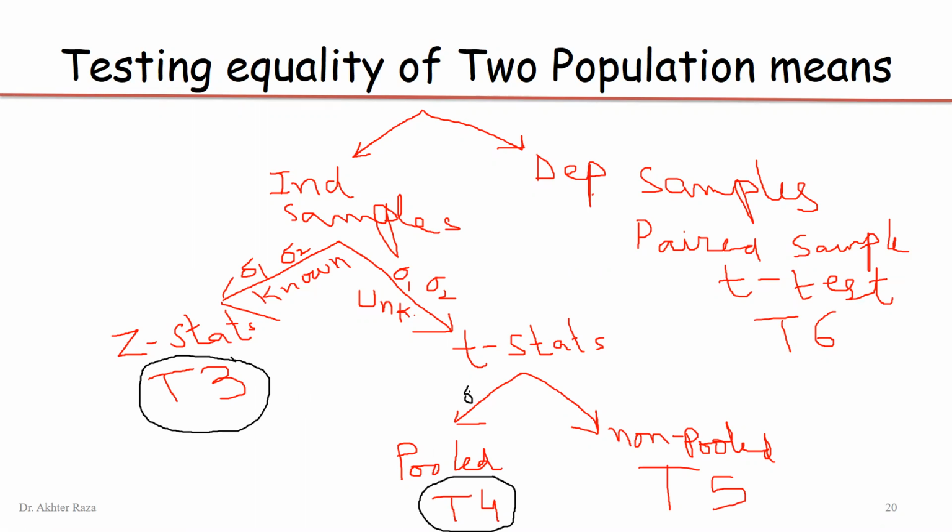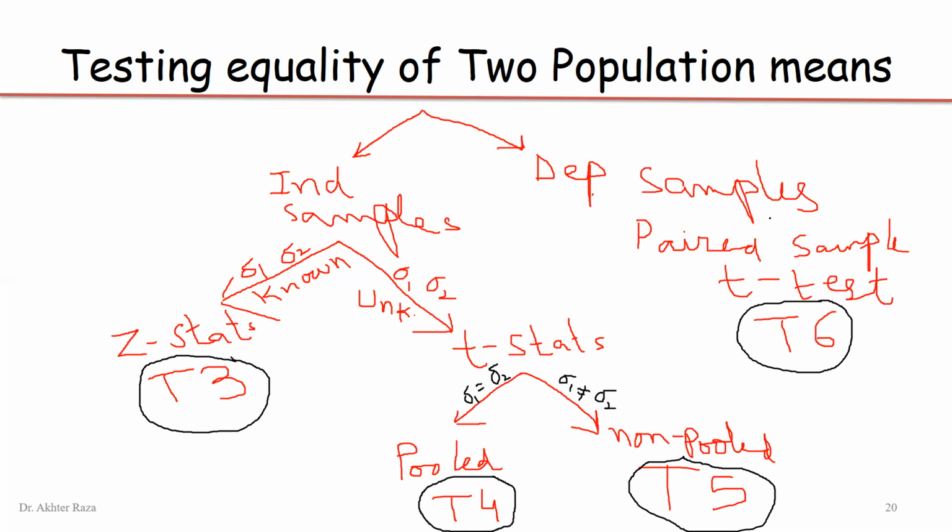So we have a criterion of sigma 1 equal to sigma 2. Population standard deviations are assumed to be equal. And if population standard deviations are assumed to be unequal, we have another test, which is named the non-pooled t-test. Sigma 1 is not equal to sigma 2. This is T5. And T6 is a case where the samples are dependent.